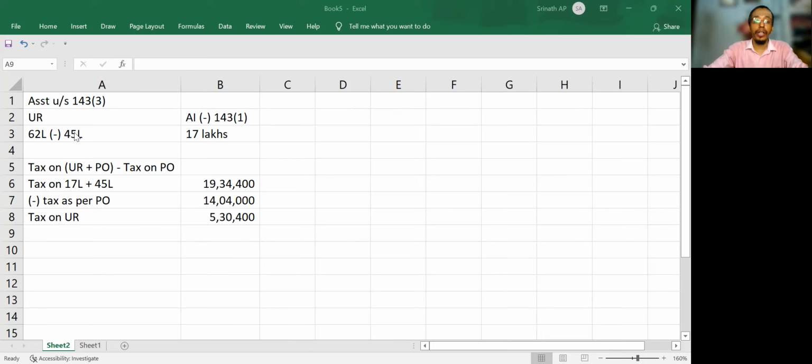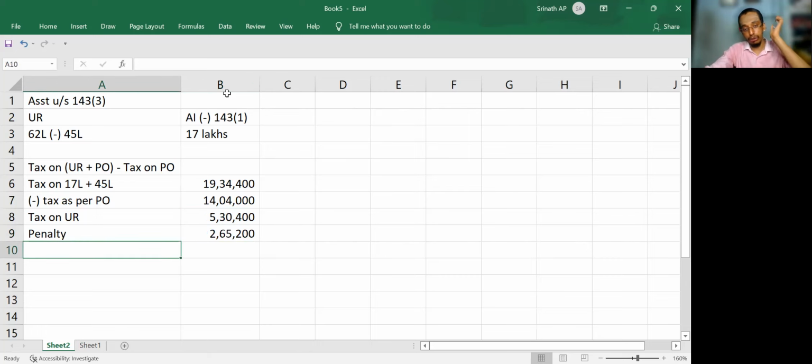Then next, this is a case of underreporting, so penalty would be 5,30,400 divided by 2, which would be 2,65,200.